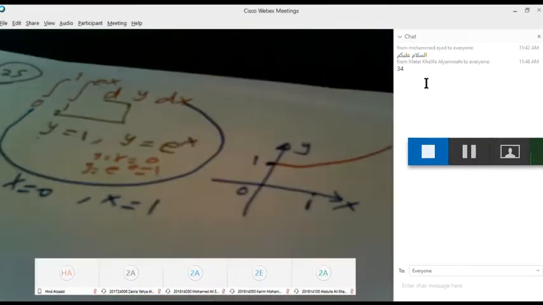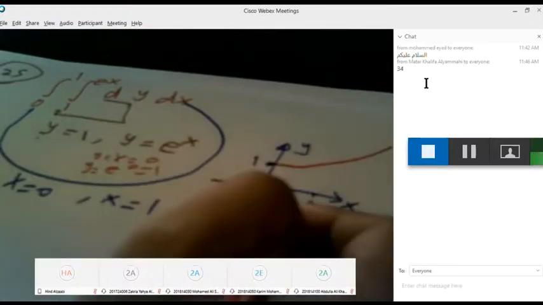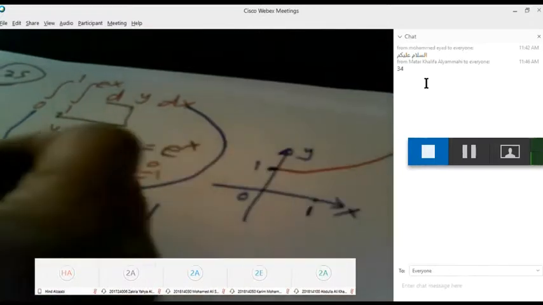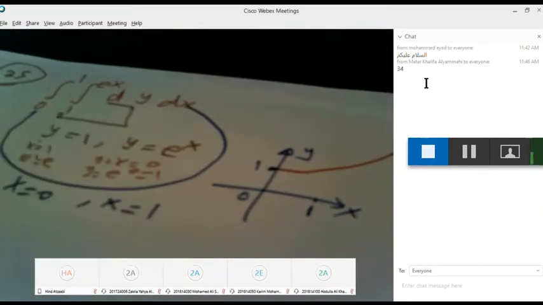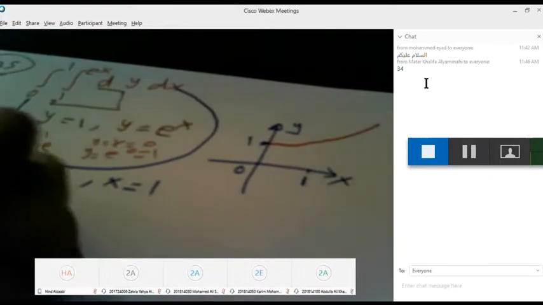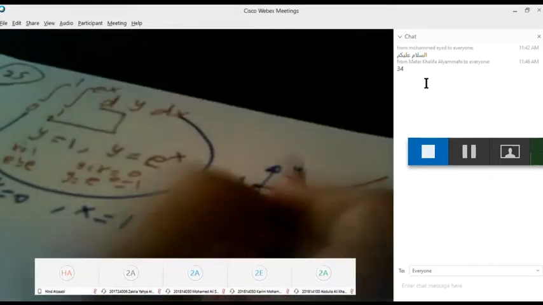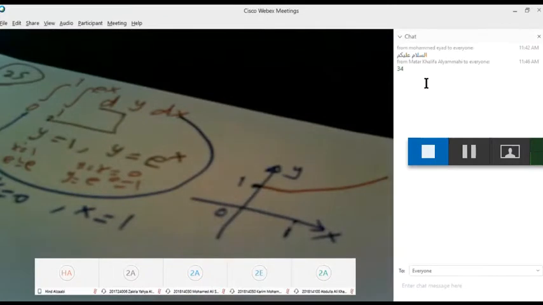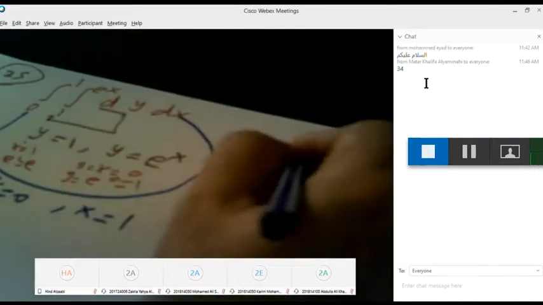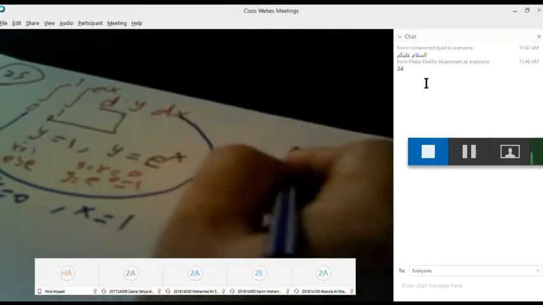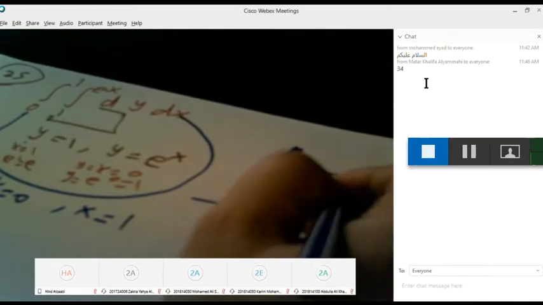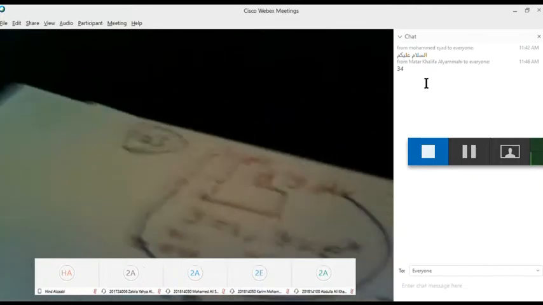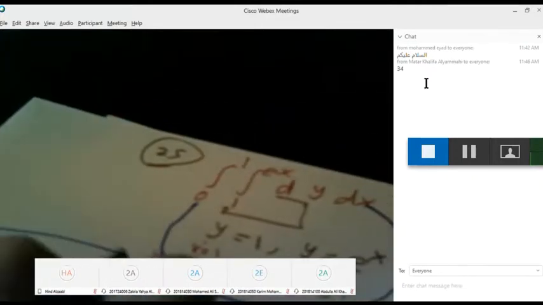So what is my region now? My region is bounded by 0 to 1 for x and y equal to 1 in this area. So my region will be y from 1 to this curve. So I'm going to shade it. Yes, here it is. It is my region explained by the lower bound and upper bound for each y and x.